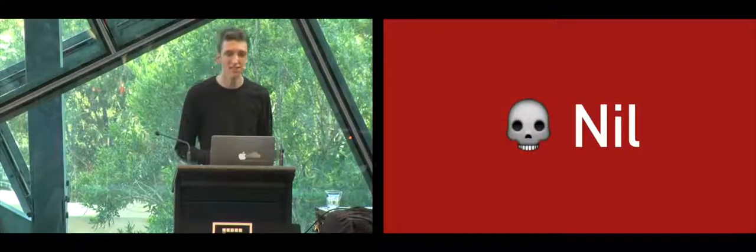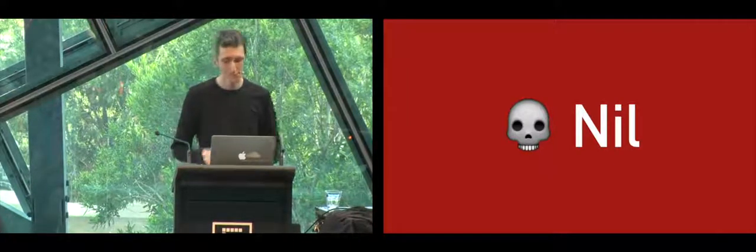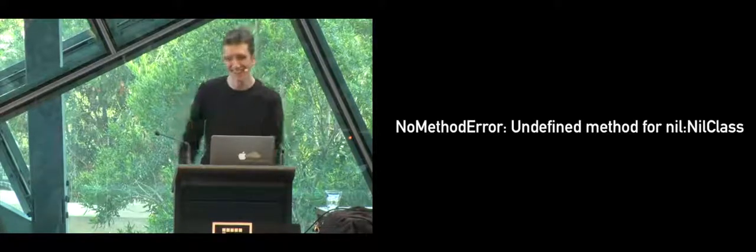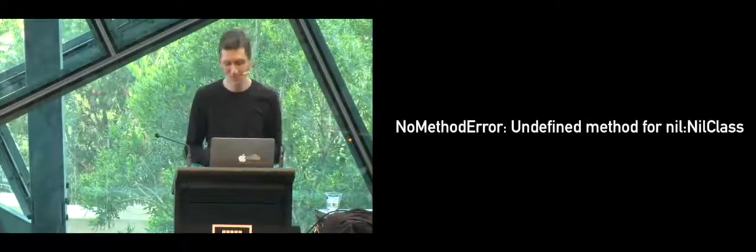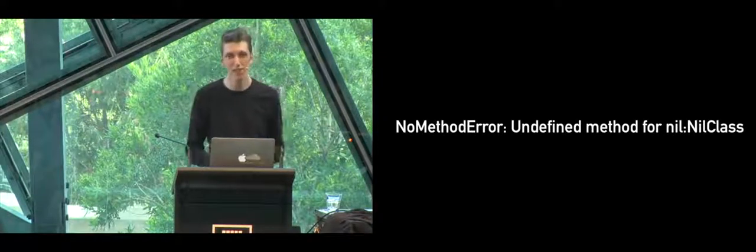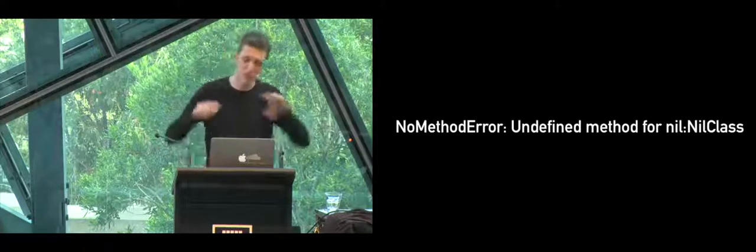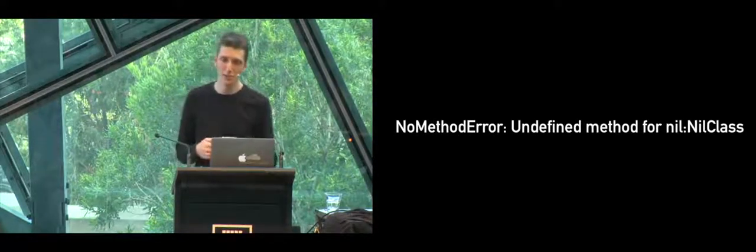Next on the chopping block, nil. So how many people have seen this before? This is Ruby's way of telling you you have a null pointer exception. And there's a solution called optionals, right? So you can have an optional type where you wrap things that might be nil in a container object, and the programming language ensures you handle them correctly.